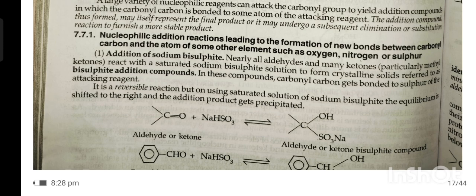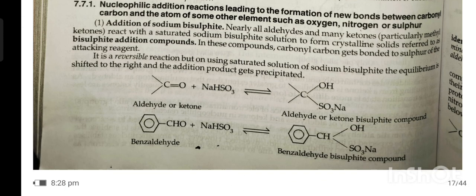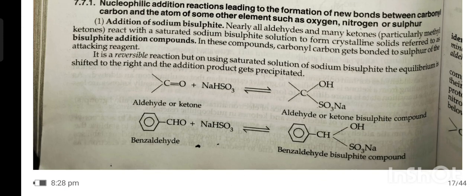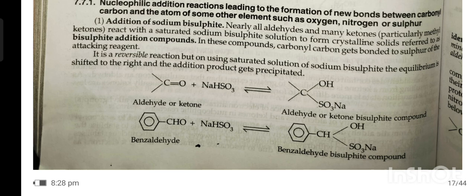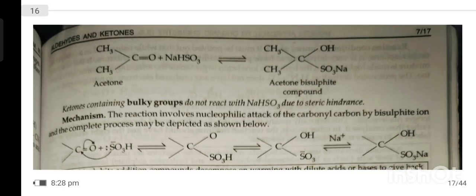It is a reversible reaction, but on using a saturated solution of sodium bisulfite, the equilibrium is shifted to the right and the addition product gets precipitated. Aldehyde or ketone reacted with sodium bisulfite gives aldehyde or ketone bisulfite compounds. Ketones containing bulky groups do not react with NaHSO3 due to steric hindrance.